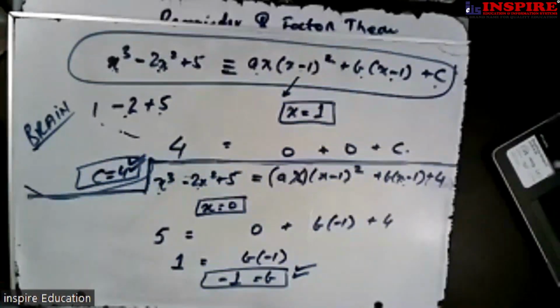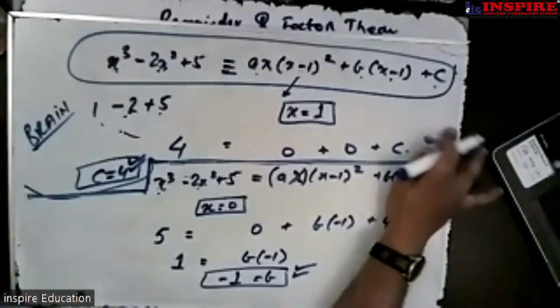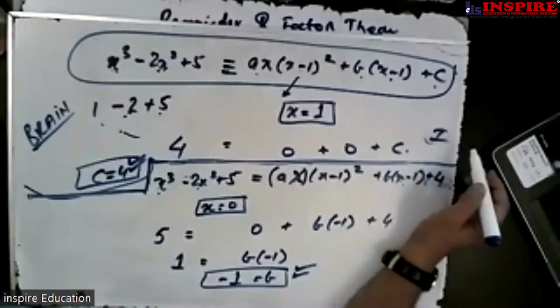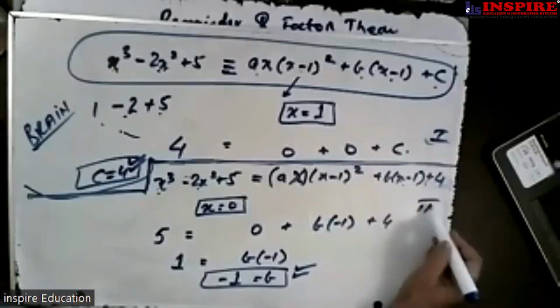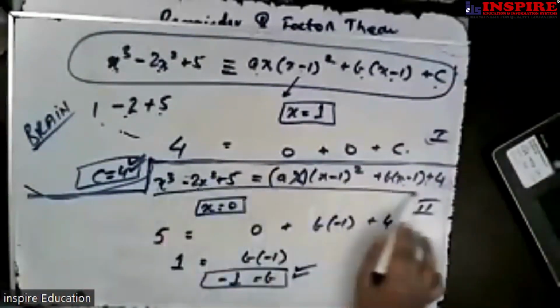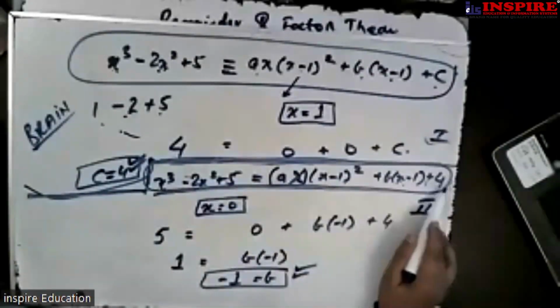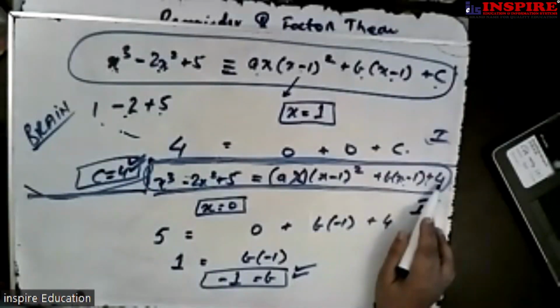Is everybody following the steps? This is step number 1. Yes, sir. This is step number 2. But remember, after step 1, what becomes of my identity is the new identity, where the constant C has been known to me and hence I plugged it in. I plugged in the value of C as 4.